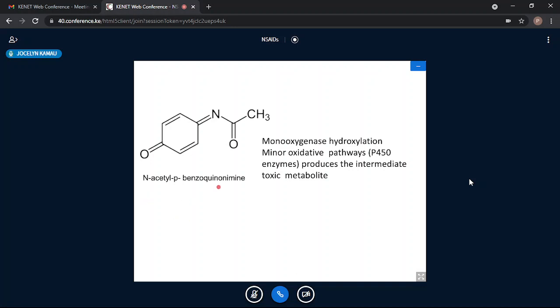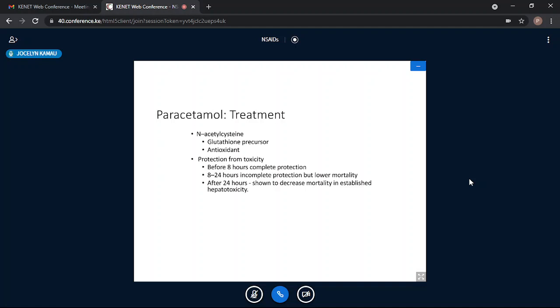So this is N-acetyl-p-benzoquinone. As we looked at it, it's a strong electrophile which is formed through oxidation of paracetamol by the cytochrome P450 pathway. If you look again at your handout, you have that on page 19. I've given you the metabolism of paracetamol, which explains very clearly how it will cause toxicity.